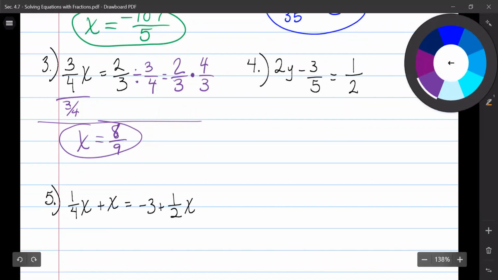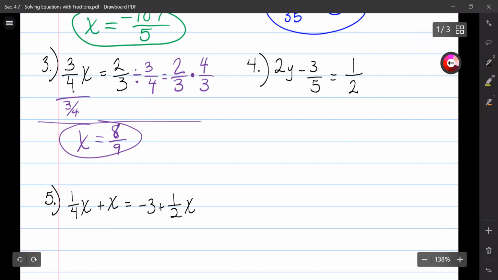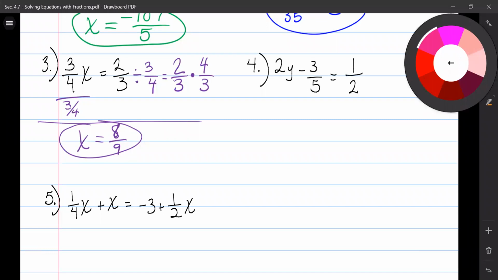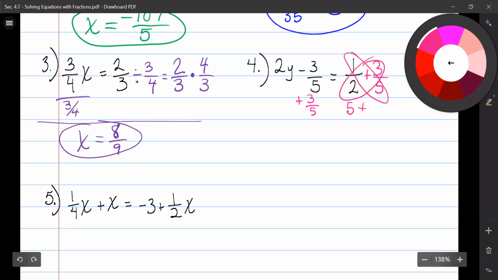All right. Number 4. So the first step we need to do is add 3/5 to both sides. And I'm just going to bow tie that, which should be 5 plus 6 over 10. So that is 2y equals 11 over 10.